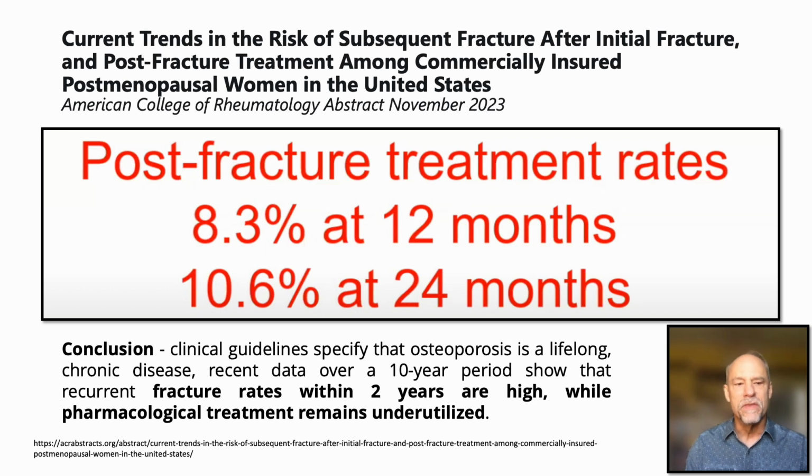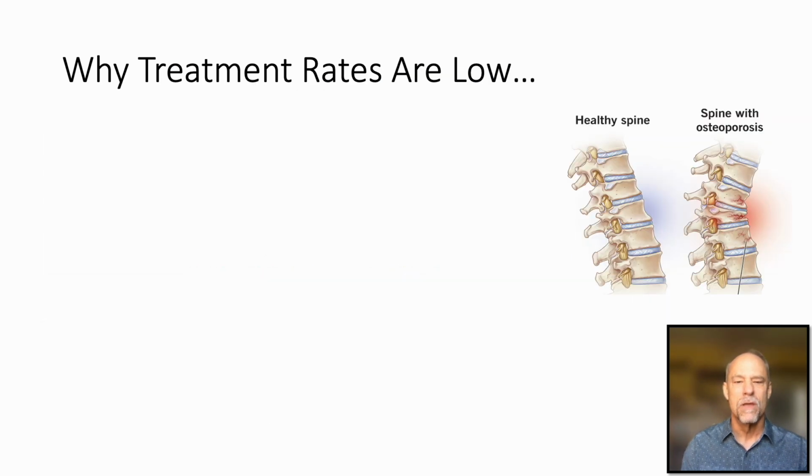In conclusion, clinical guidelines specify that osteoporosis is a lifelong chronic disease. Recent data over a 10-year period show that recurrent fracture rates within 2 years are high, and pharmacological treatment is underutilized. Why are treatment rates low?